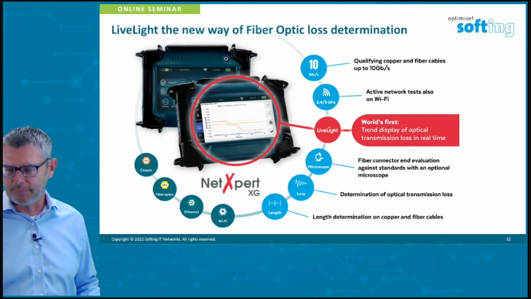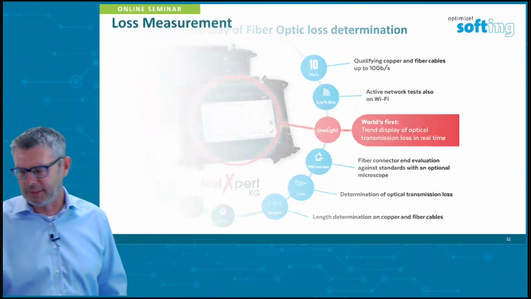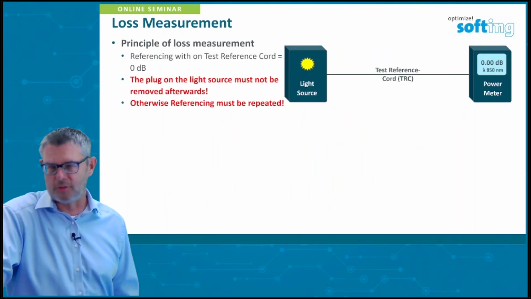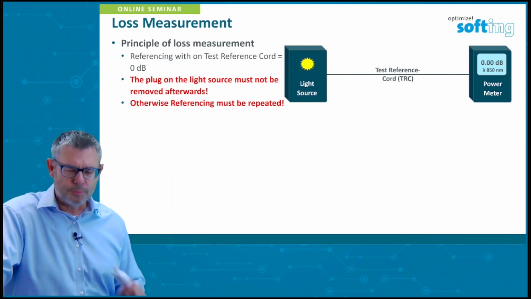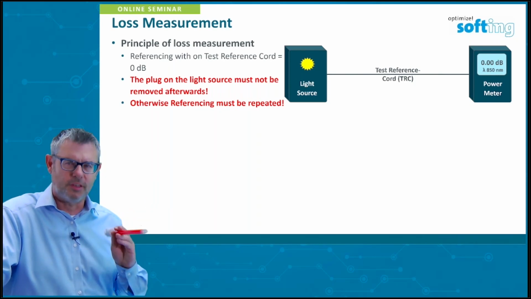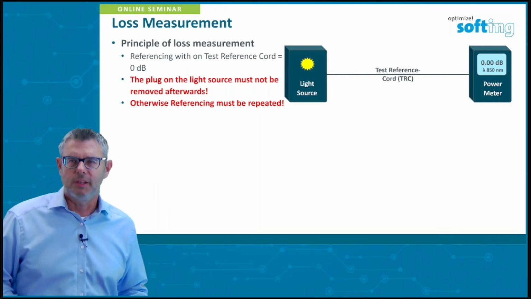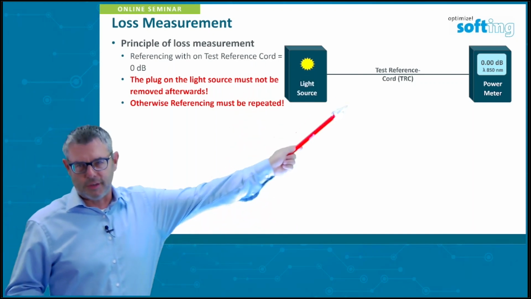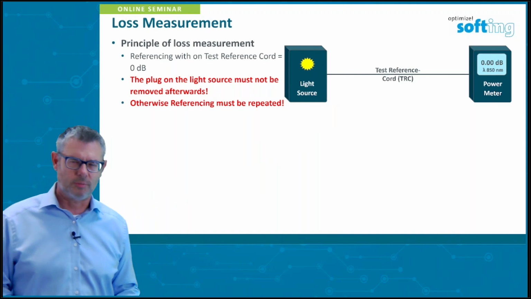That's about qualifying. But we are more interested in the measurement of losses and lengths, and what we see here is the principle of loss measurement. When you do a loss measurement, there are actually three steps you have to do nowadays, or two basic steps. The first is to reference your measurement system, and the second one is to do the measurement. Referencing, what does it mean? Referencing is checking the test reference cables, and also zeroing out the influence of the measurement cables.